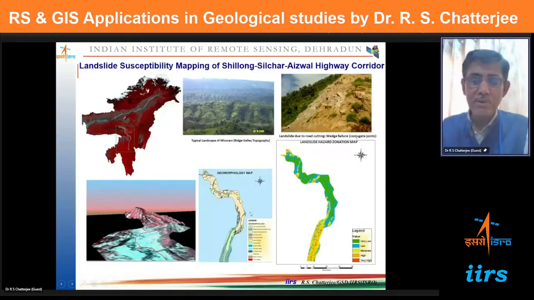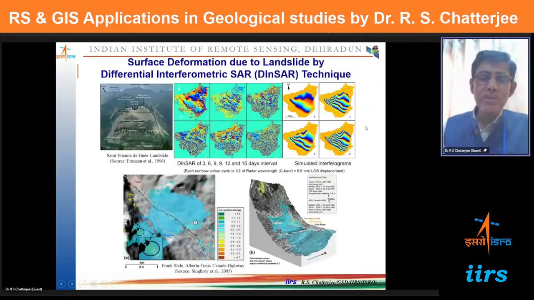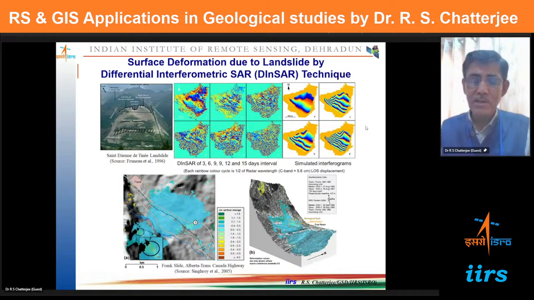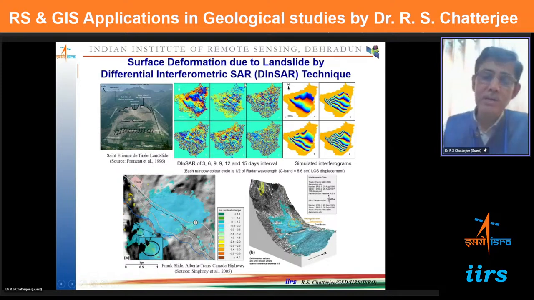See, similar hazard zonation was done for the northeastern region from Shillong to Aizawl, and you see how, in the Mizoram area, this ridge valley topography of the sandstone and shale appears here. Now, as I was discussing, one is susceptibility, vulnerability, or risk assessment. Another is the predictability of the landslide or slow movements. If any slow movement is happening before the major sliding phenomenon, that can be mapped by an advanced technique like the interferometric SAR technique.